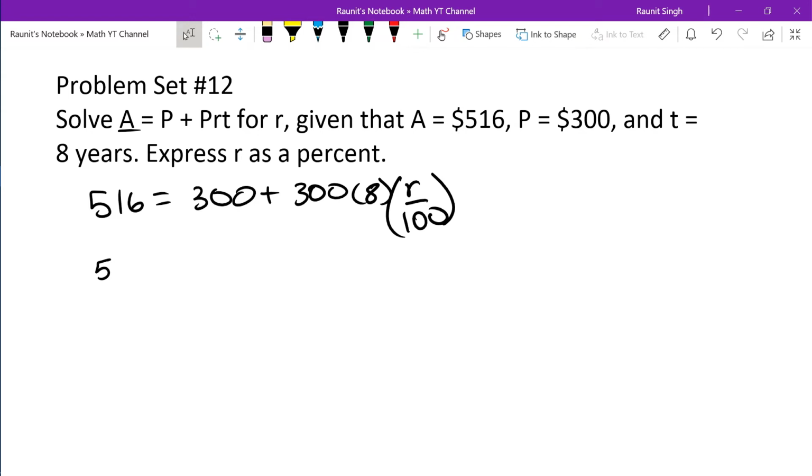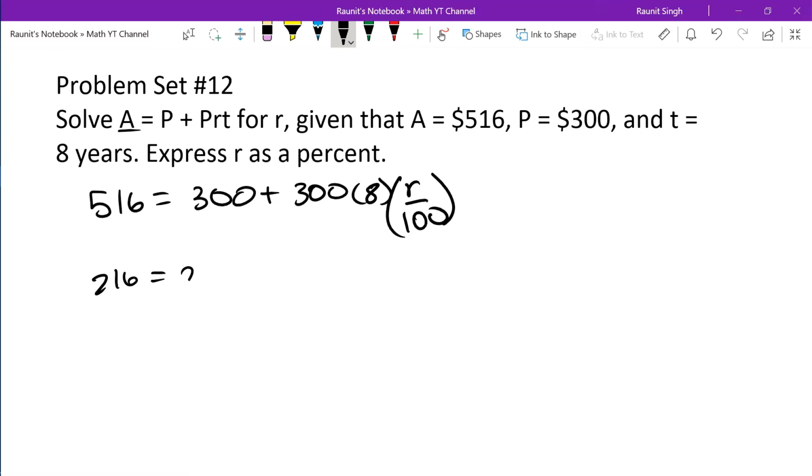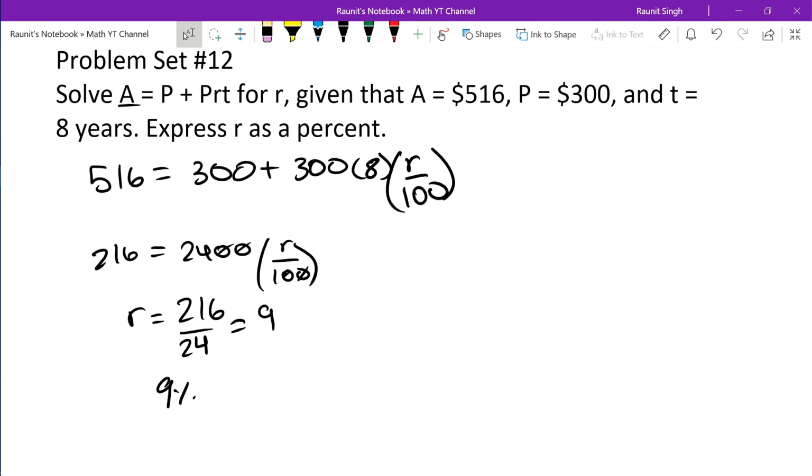So 516 minus 300 is going to get you to 216, and then we know that 300 times 8 is 2400 times R over 100. Okay, so R over 100, and then we can cross out the two zeros, and then you get R is equal to 216 over 24, which is equal to 9. So our value for R is 9%, and we can check that by using a calculator.